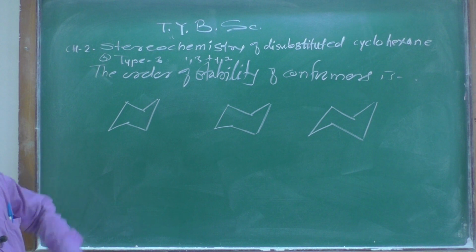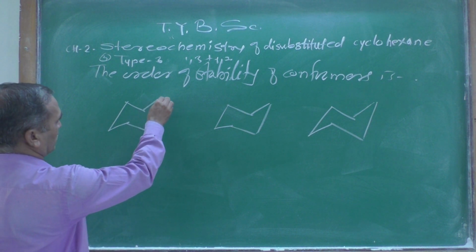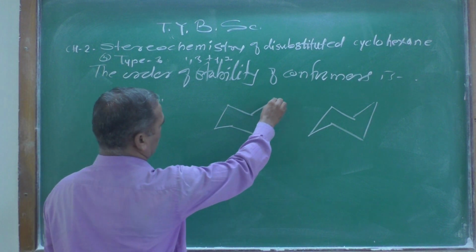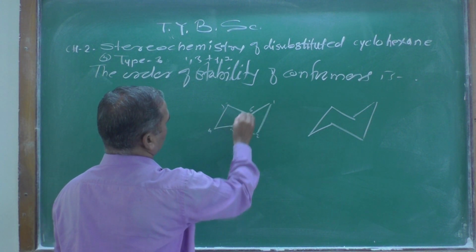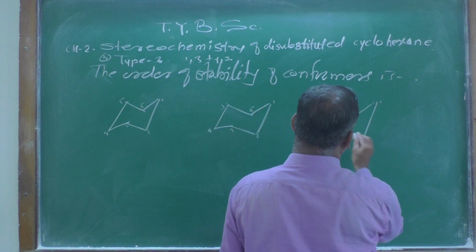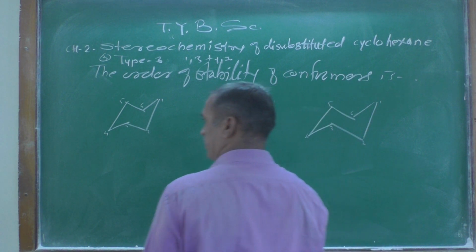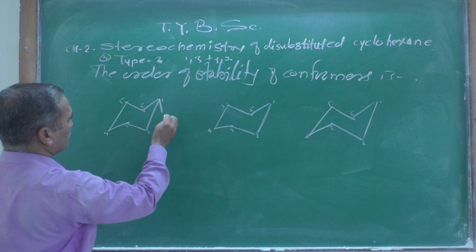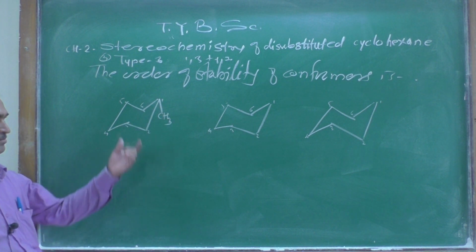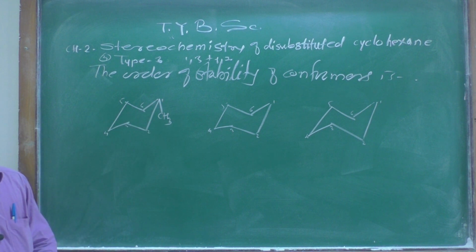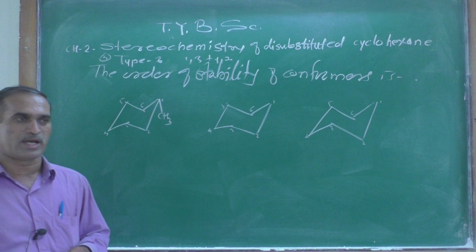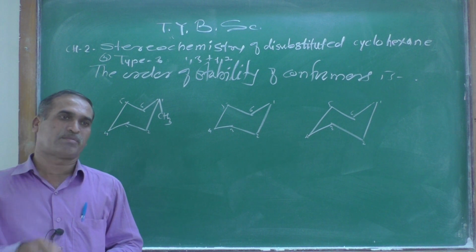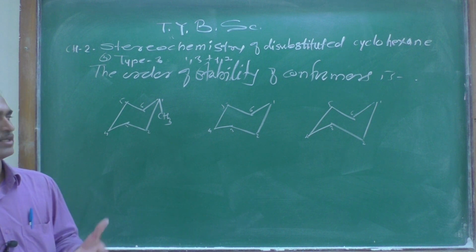1,3 means the substituents are present at the 1,3 positions. Looking here, the numbering is the same in every case: 1, 2, 3, 4, 5 and 6. Here also you consider 1, 2, 3, 4, 5 and 6. In this structure also 1, 2, 3, 4, 5 and 6. Now look at the 1,3 position: the methyl group which is equatorial. We know that equatorial disubstituted cyclohexanes are more stable than diaxial substituted cyclohexanes.